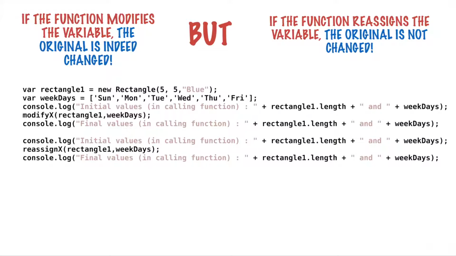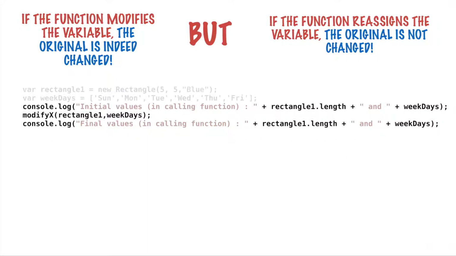We set up two objects, rectangle, which holds a new rectangle, and weekdays, which holds an array of days from Sunday through Friday. We then have a whole bunch of console.log statements to print the status of these objects before calling modify X, after calling modify X, before calling reassign X, and after calling reassign X.